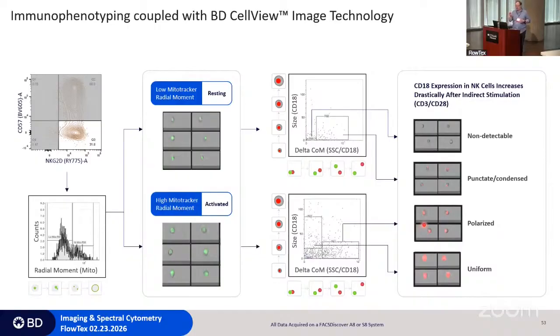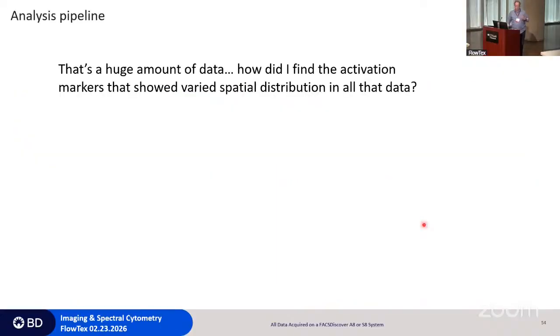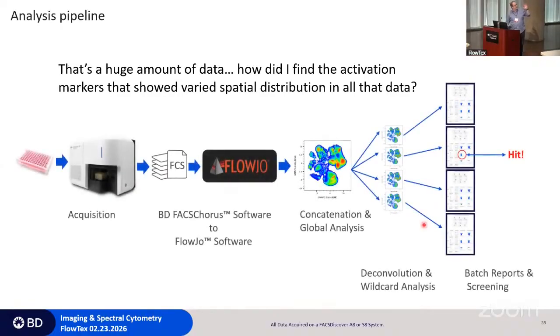So I really leveraged this plot between delta center of mass and size and applied it in more of a uniform way across the whole sample. And so this was kind of my pipeline that I used. I went through and first I concatenated everything, which is kind of a bear. That was 30 wells at 250,000 events each.